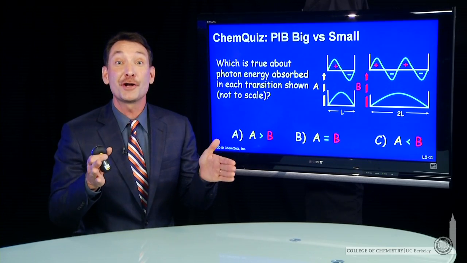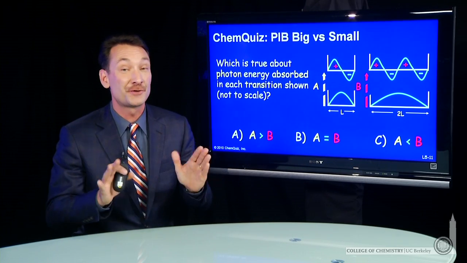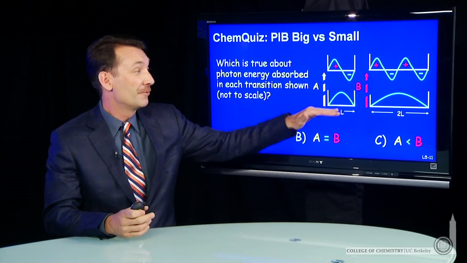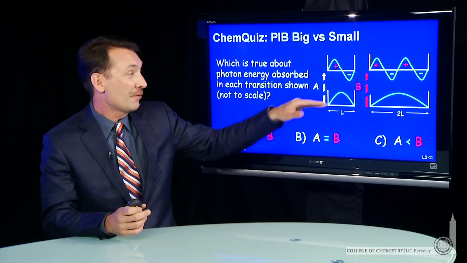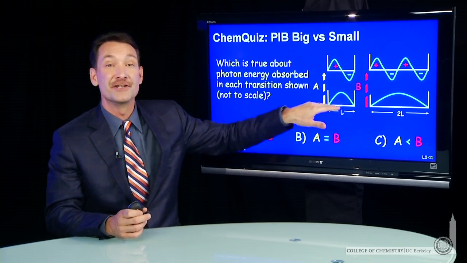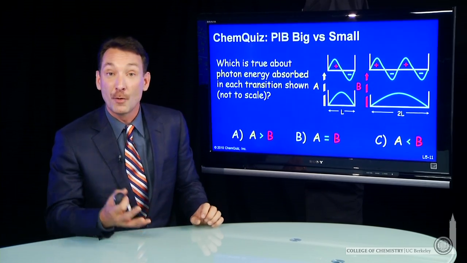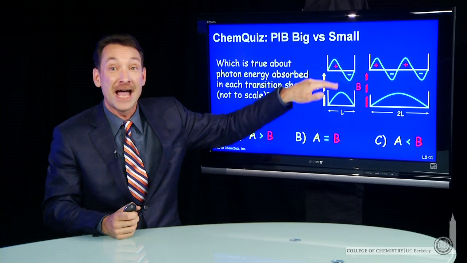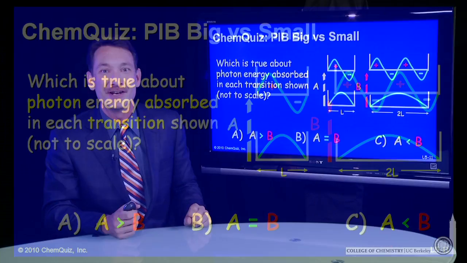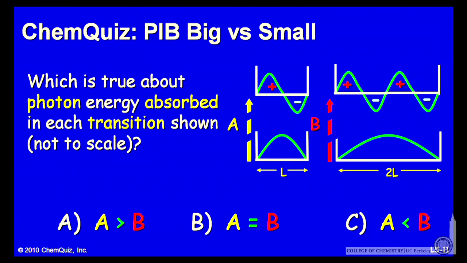If I have a particle that has wave-like properties and it's trapped in a box, we understand that it has different energy states. And how do I make a transition between one energy state and the next energy state? Well, I absorb energy. I absorb an amount of energy equal to the gap between those energy states. So let me ask you, which is true about the photon energy?